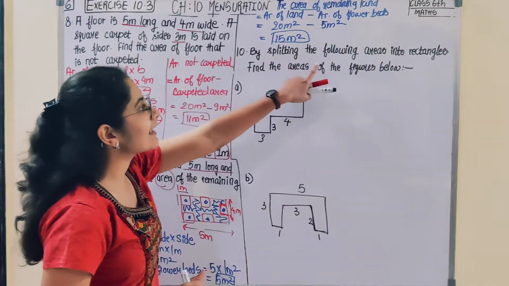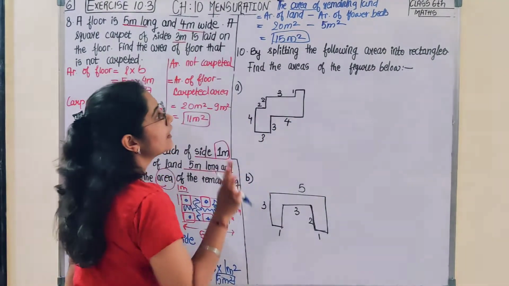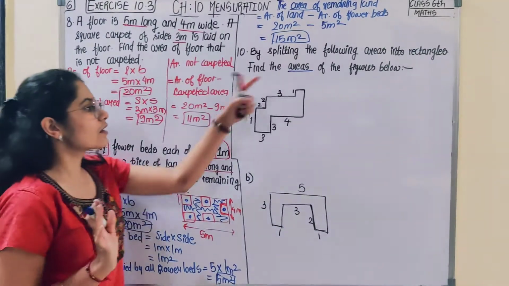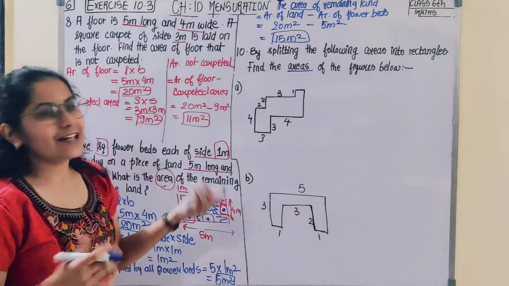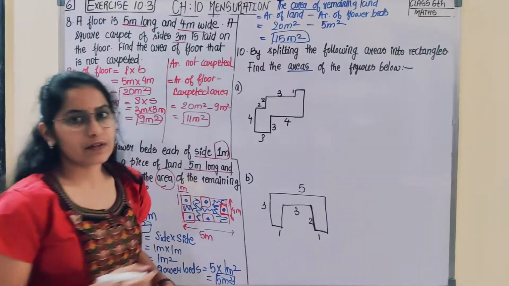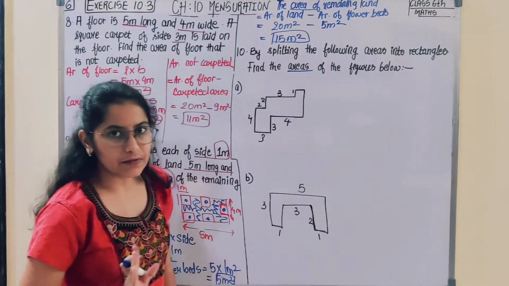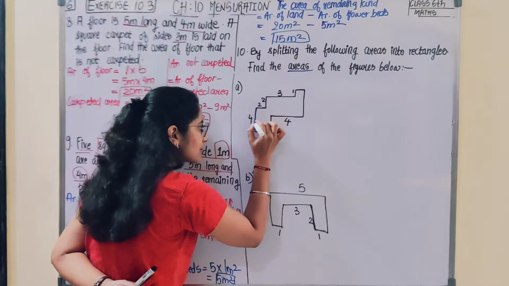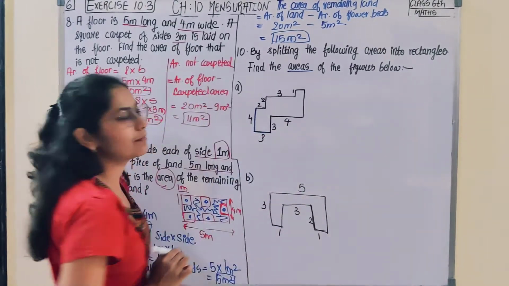By splitting the following areas into rectangles, we have to find the area of this figure. We do not have to use squared paper. Also, we cannot directly apply the formula. We have to use the formula, but how? Now suppose this figure is given. Okay. Now you see the length of this is 4 meter and this is 3 meter.